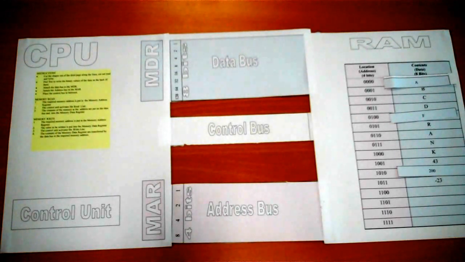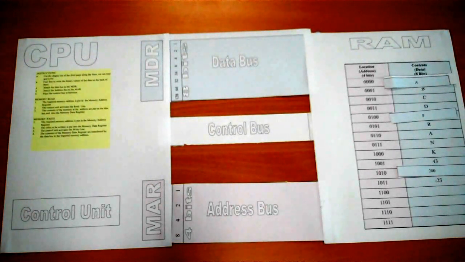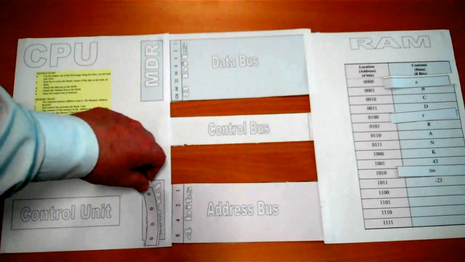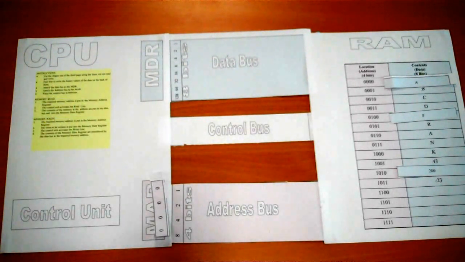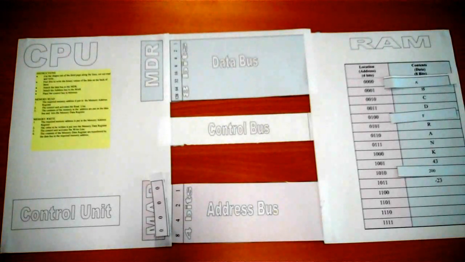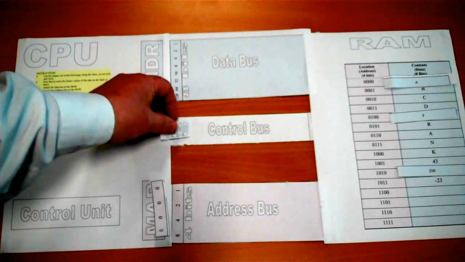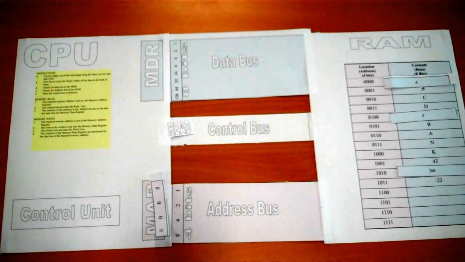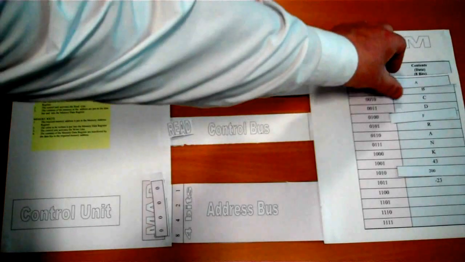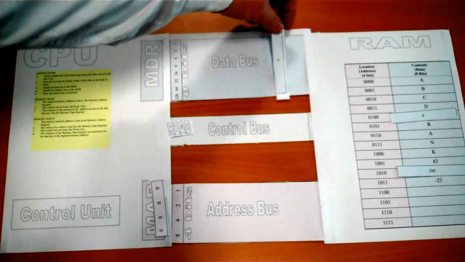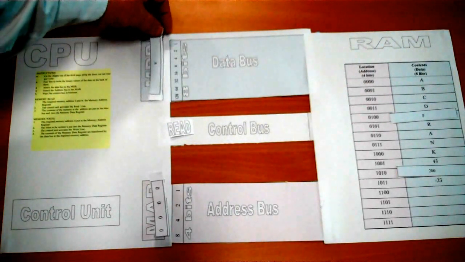Well, step one, the required memory address is put on the memory address register. So what we're doing is we are loading the memory address register. Step two, we activate the read line on the control bus. And the RAM then transfers the 8 bits of information across the data bus to the memory data register.